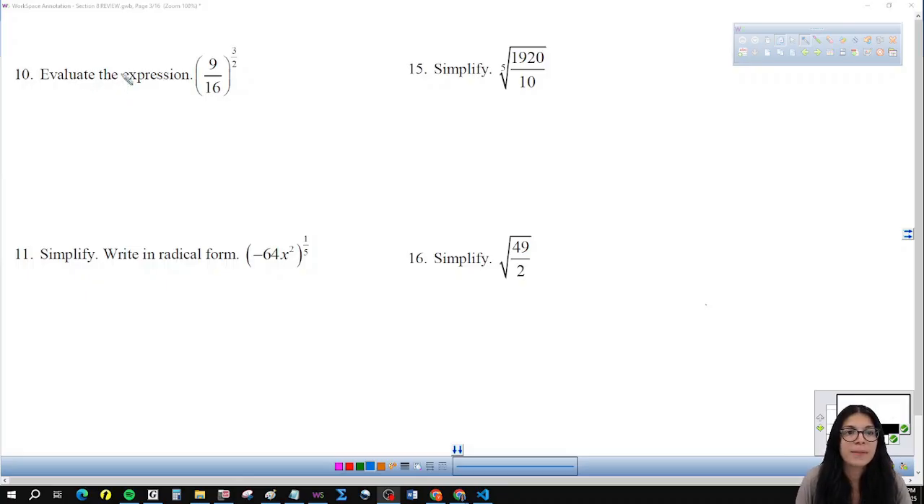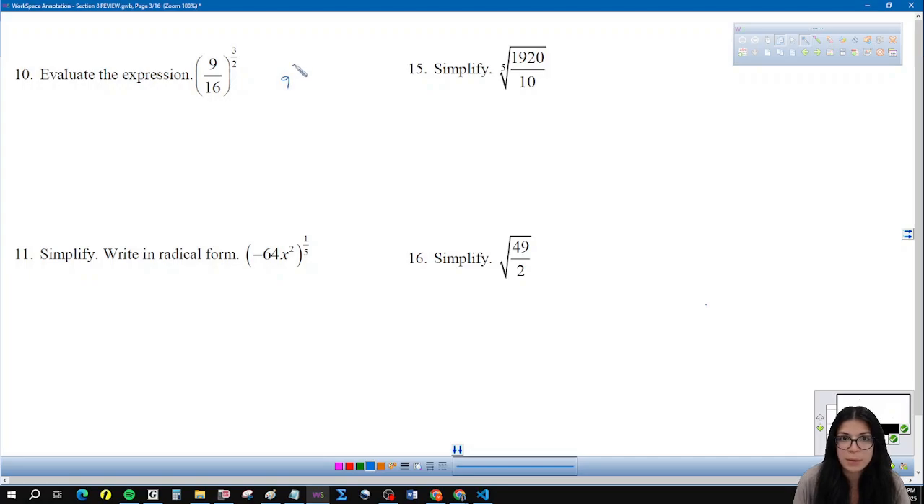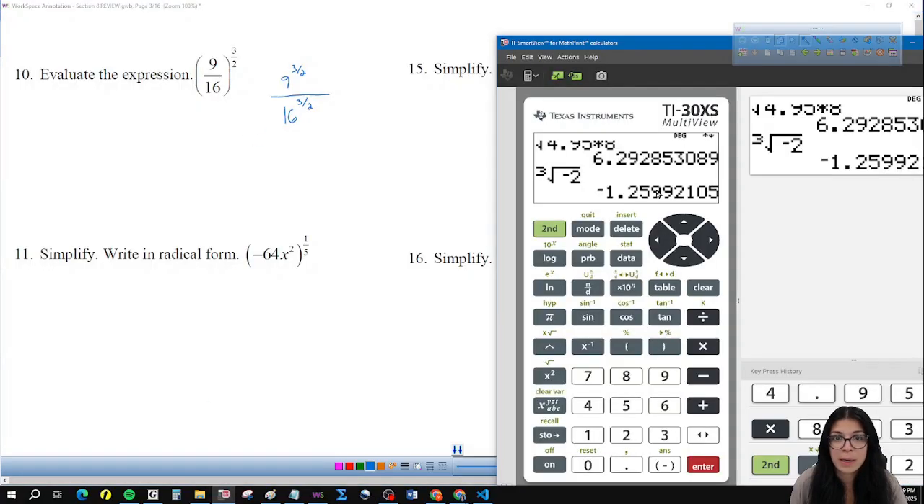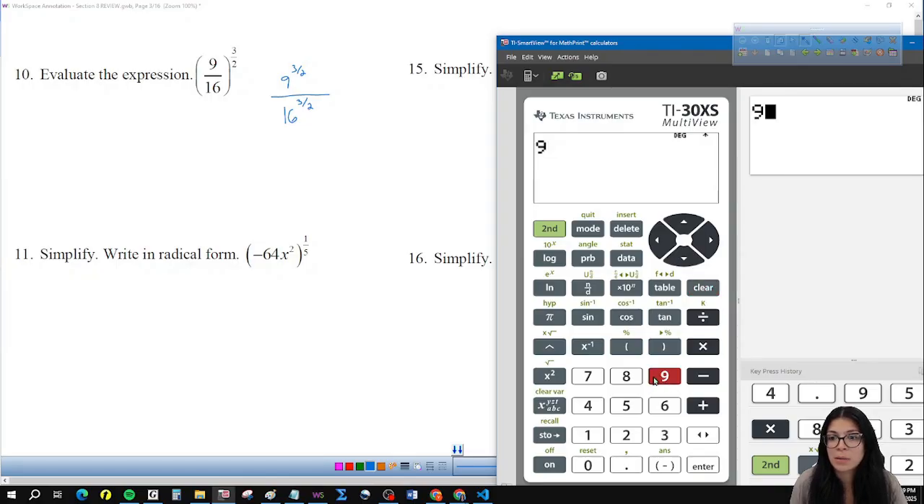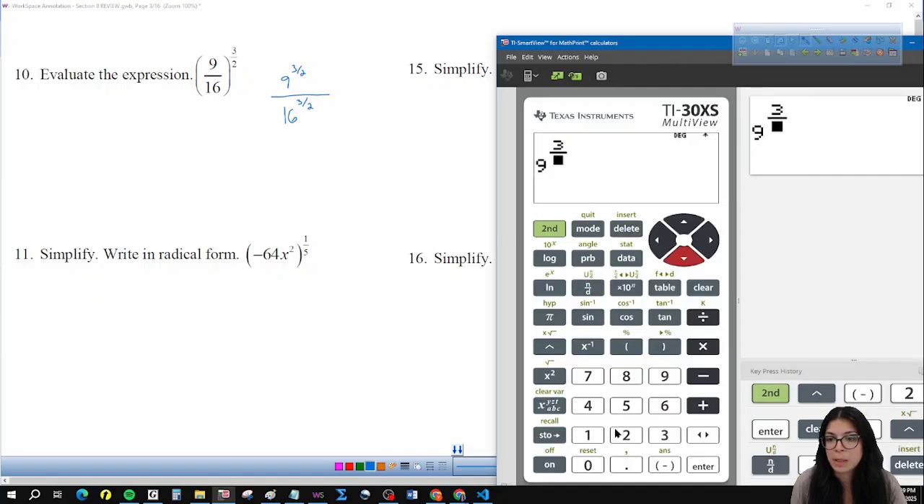Next up, number 10, evaluate the expression. We have 9 over 16 to the power 3 over 2. Okay, so that means that 9 has the power 3 over 2, and also 16 has the power 3 over 2. So this would be 9 to the power 3 over 2. I could actually use my calculator to determine that. So if I raise 9 to the power of the fraction 3 over 2, the numerator is 27.